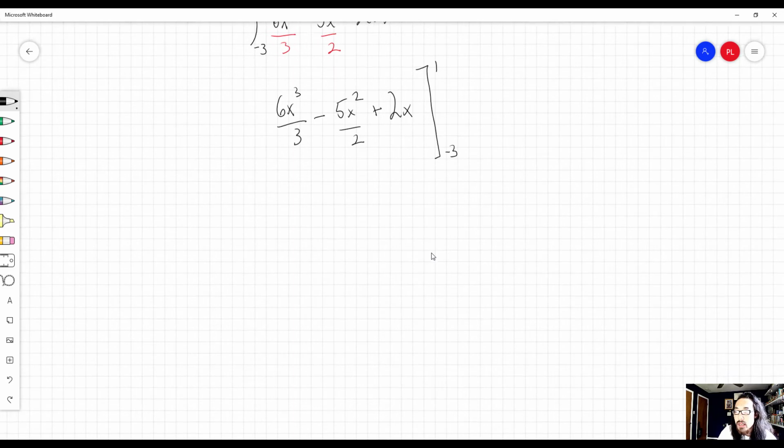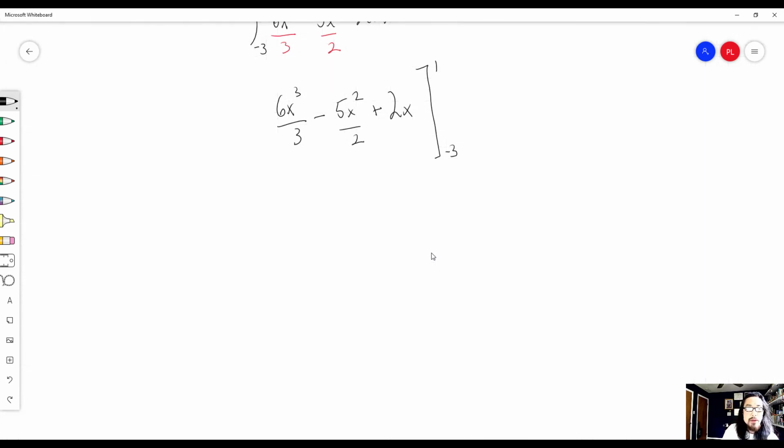And so our next step, what we have to do, is we have to actually plug in those values. And remember, it's always going to be final minus initial. Okay. And before we do that, I do want to clean this up. 6 divided by 3, that just gives us 2. Right. So that's just 2x cubed.